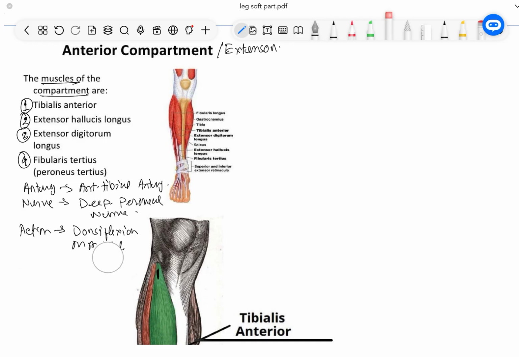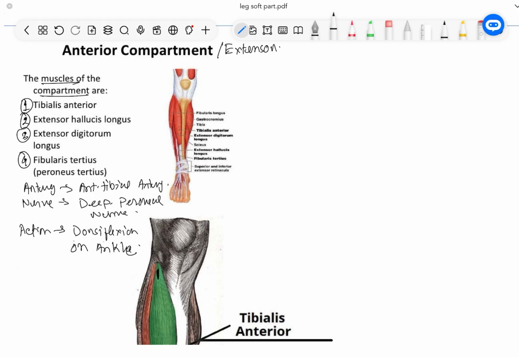Though they have some specific function also on the ankle, I am going to describe that when I talk about the individual muscles. So, let us start the individual muscle-related information.